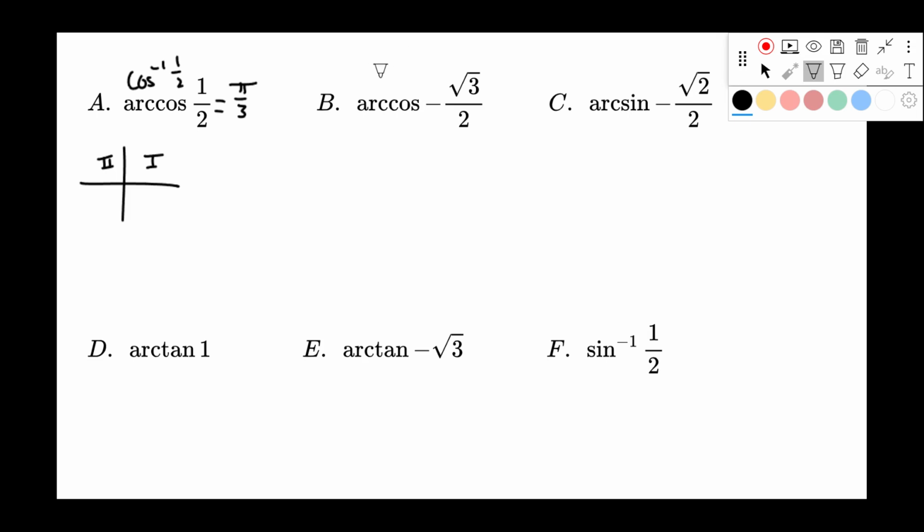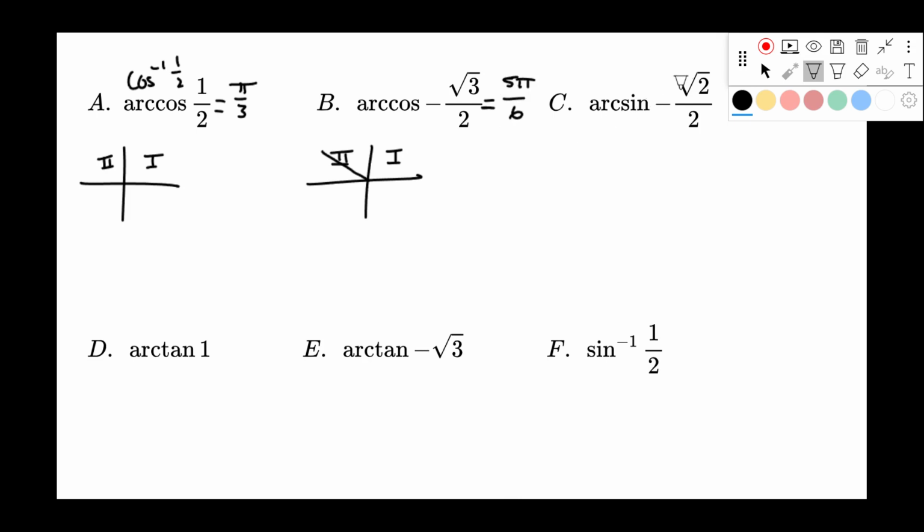Okay? Let's try the arc cosine of negative root 3 over 2. So arc cosine lives in quadrants 1 and 2, from 0 over to pi. Inverse cosine of negative root 3 over 2. My answer is going to come from quadrant 2 because cosine's negative there. Okay, the x-coordinate's negative. Now, what's the angle where it's negative root 3 over 2? 5 pi over 6. There's my answer. It's all done.